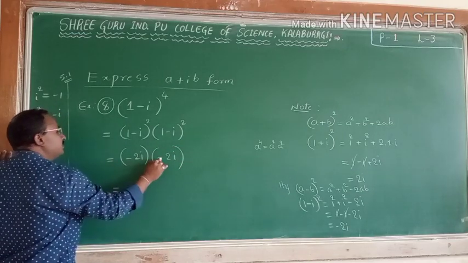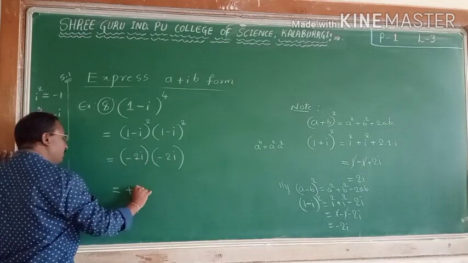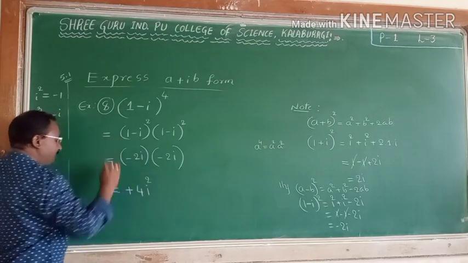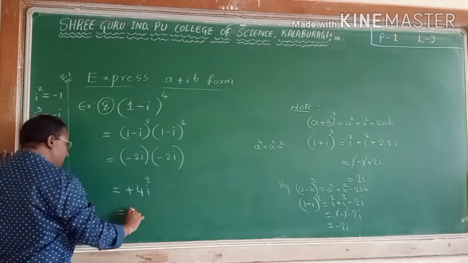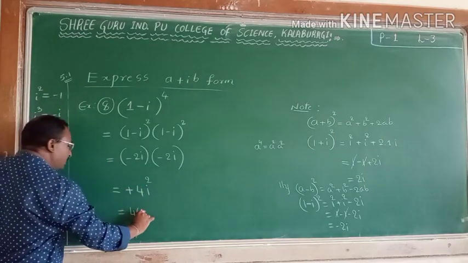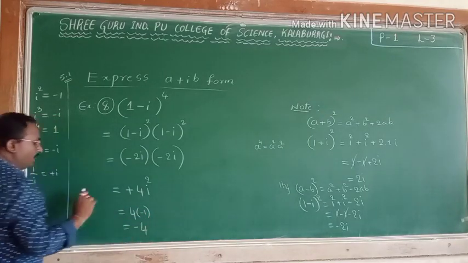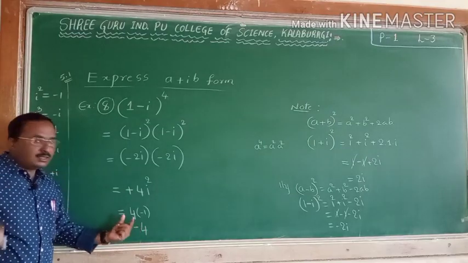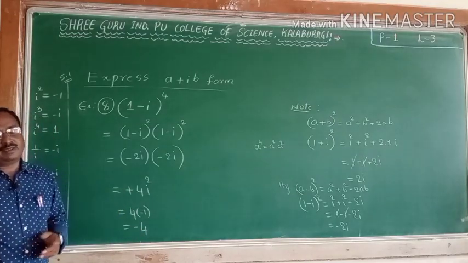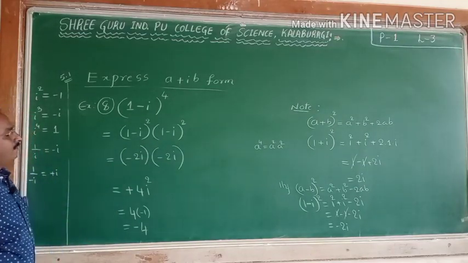Minus into minus is plus. 2 into 2 is 4. i into i is i square. 4 as it is. i square value is minus 1. That is minus 4. Here real part is minus 4. Imaginary part is 0. Minus 4 plus i 0. Imaginary part is 0. Express in a plus ib form.